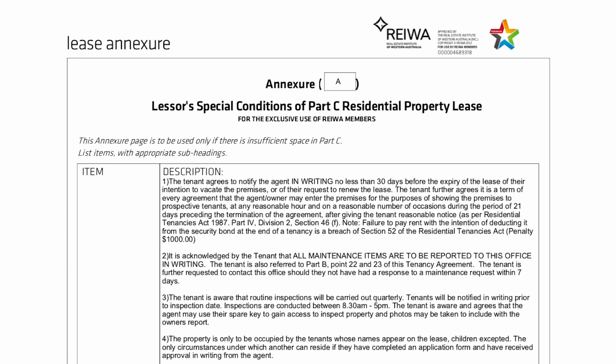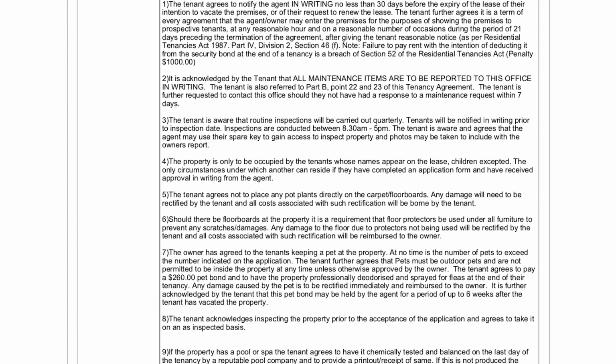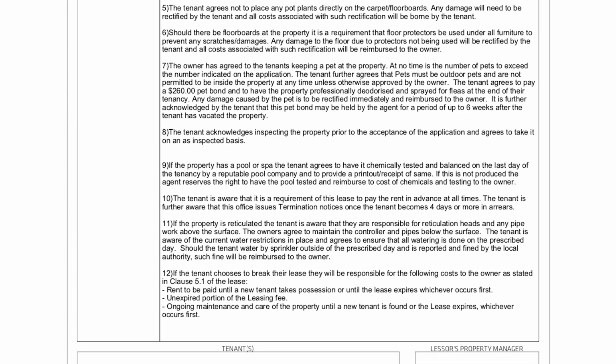The property is only to be occupied by the tenants whose names appear on the lease, children accepted. The tenant agrees not to place any pot plants directly on the carpets or floorboards. Should there be floorboards at the property, it is a requirement that floor protectors be used.